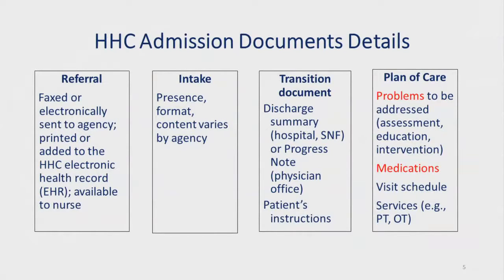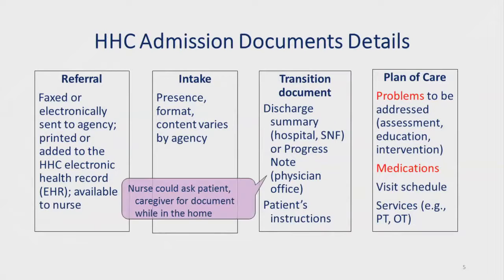Then when the nurse is in the home, the nurse can ask to see the document the patient was sent home with. We group these into the name of transition document, and it consists of discharge summaries from the hospital or the progress note from a physician's office. And this document has the patient's instructions on it. It's intended for the patient. And the nurse can ask the patient or the caregiver for it while they're in the home or not.